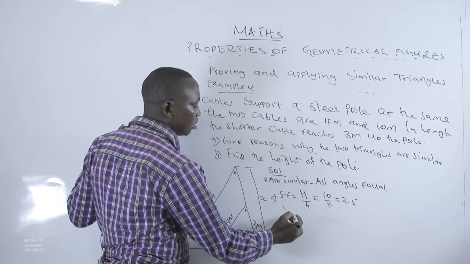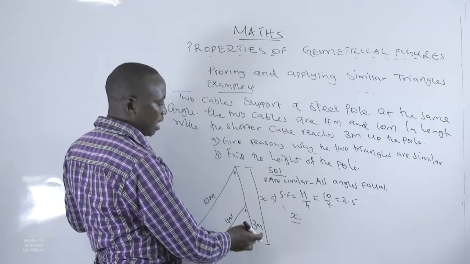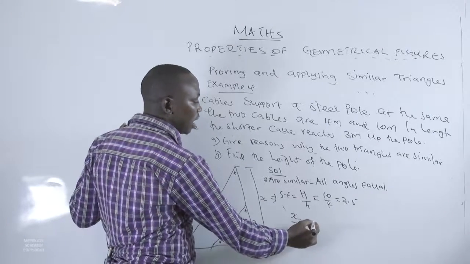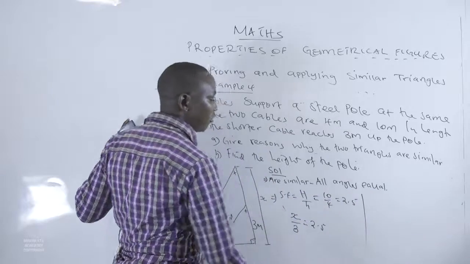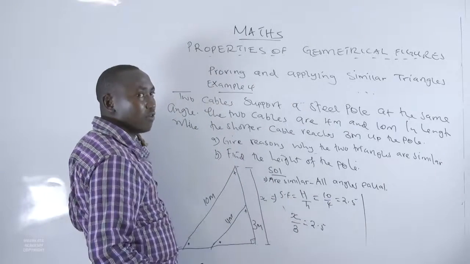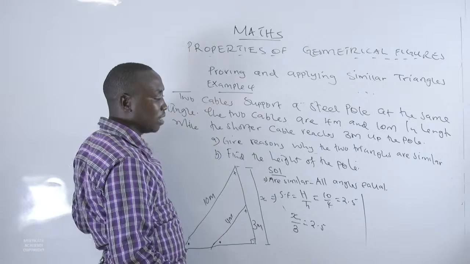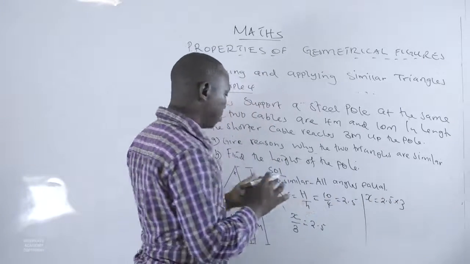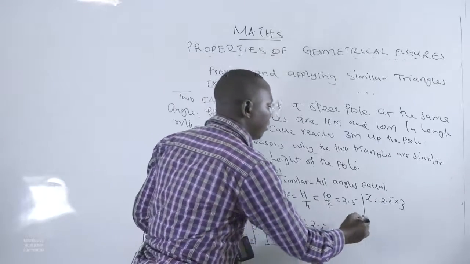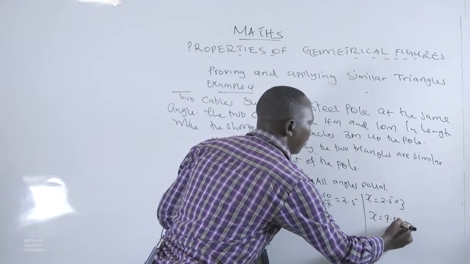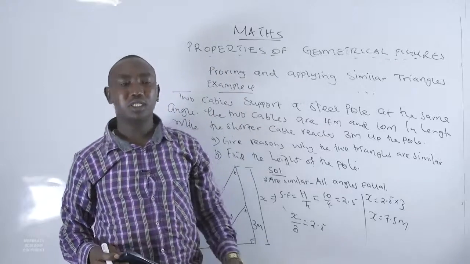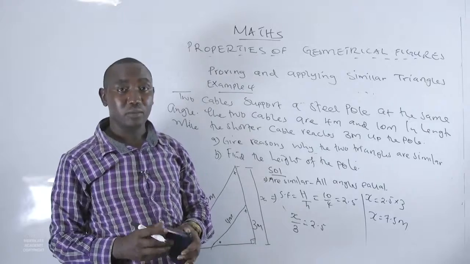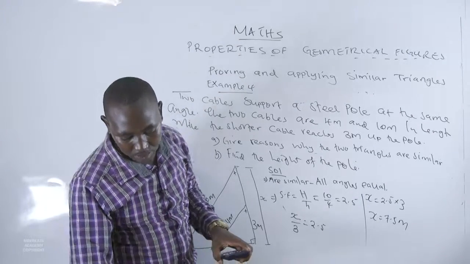That is, when you take the length of the pole, which is x, and divide by the length of the smaller pole, which is 3, we'll still get the scale factor, which is 2.5. So that means for us to get the length of our pole, we need to multiply both sides by 3, and this will give us x to be 2.5 multiplied by 3, which will give us x to be 7.5 meters. So this means that the pole from here to here is 7.5 meters.